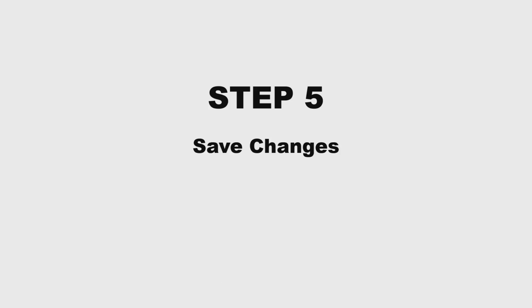Step 5. Save changes. After selecting your new payout method, make sure to save your changes. Look for a Save or Update button and click it to confirm your new payment preference. Make sure to double-check your new payout method details to avoid any issues with future payments. Following these steps will help you successfully change your payout method on RapidWorkers.